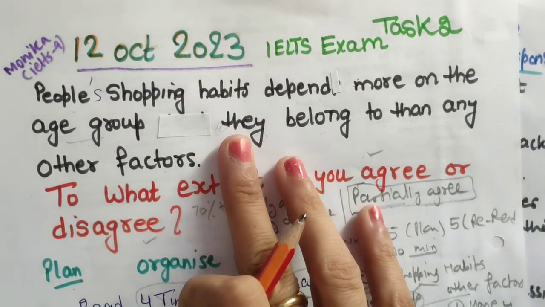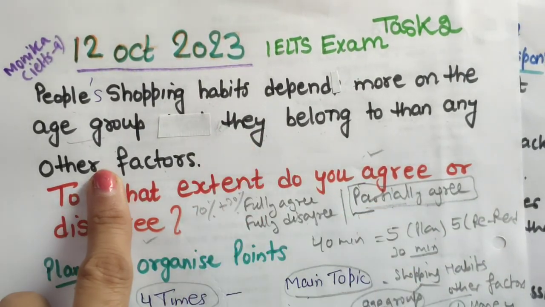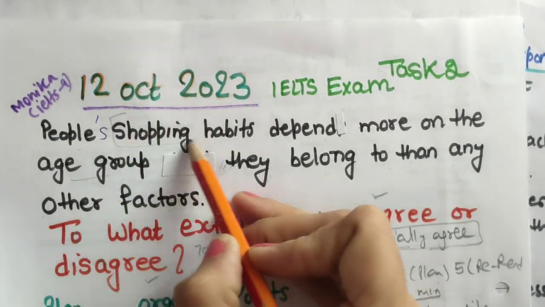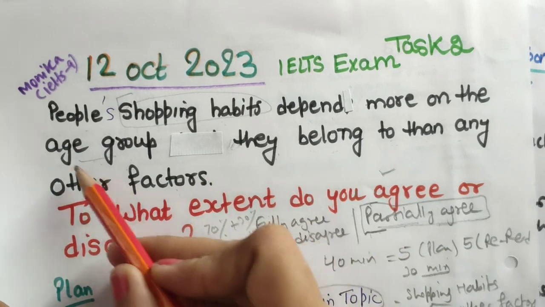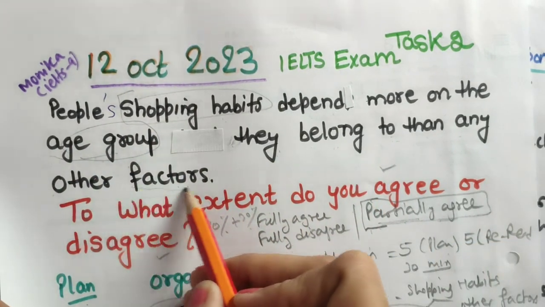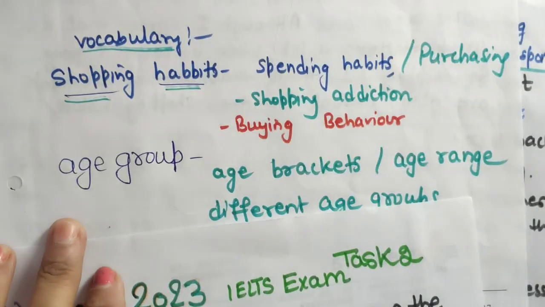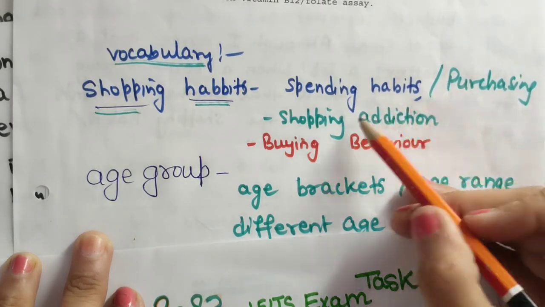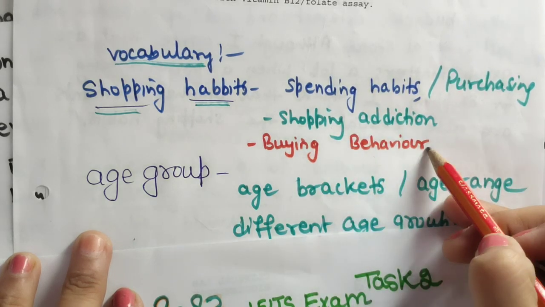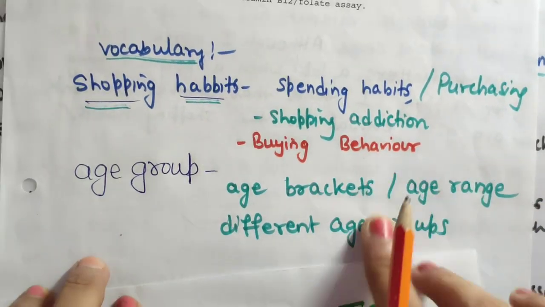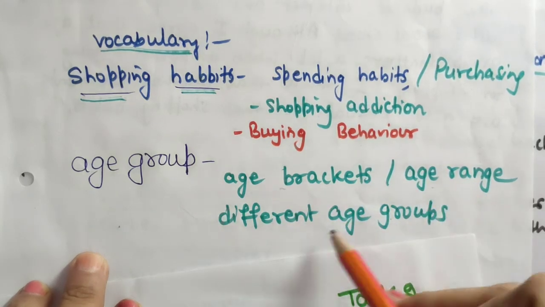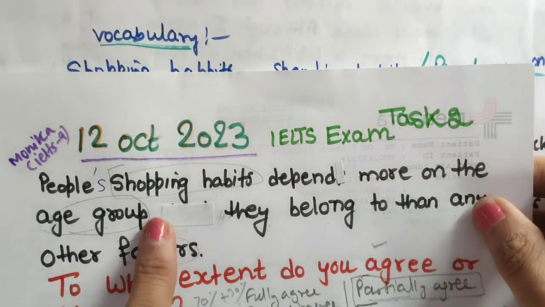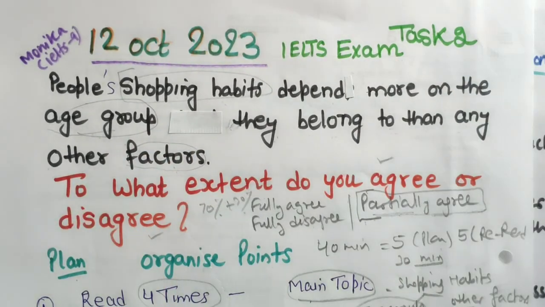Okay, so I will also show you important vocabulary. Now this is the question. Of course, the important words here are shopping habits, age group, and other factors. For shopping habits, we can write spending habits, purchasing habits, shopping addiction, or buying behavior of people. For age group we can write age brackets, age range, or different age groups. If you have other words for these keywords, you can use them also.